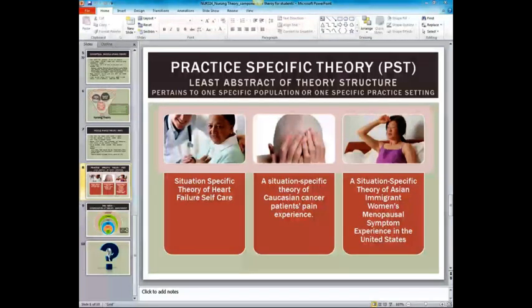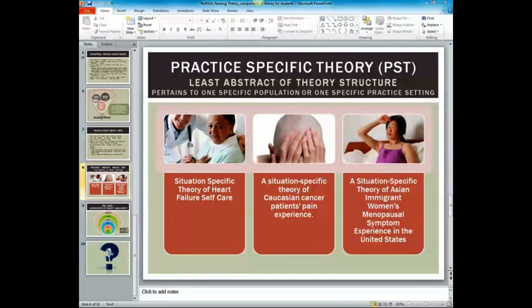The second one, situation-specific theory of Caucasian cancer patients' pain experience. Now that's pretty specific. The patient has to be Caucasian, they have to have cancer, and they have to have pain. And then you can apply the concepts of that theory. Now you could test those theoretical concepts in other situations to try to expand that theory, but right now the theory cannot be used with valid and reliable results on populations outside of what it specifies.